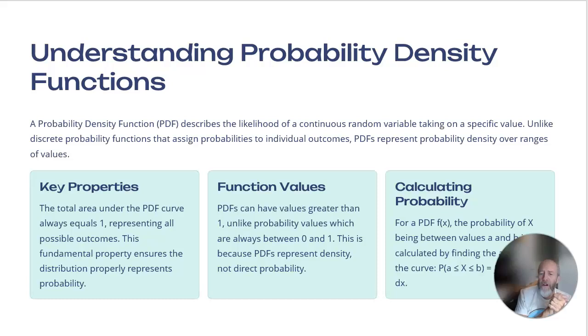What you really want to know is the probability of something between two values, which means looking at the area under the curve between the first value and the second value. So you may want to ask, what's the probability of the value being between 1 and 2? What's the area of the PDF curve between the values of 1 and 2?